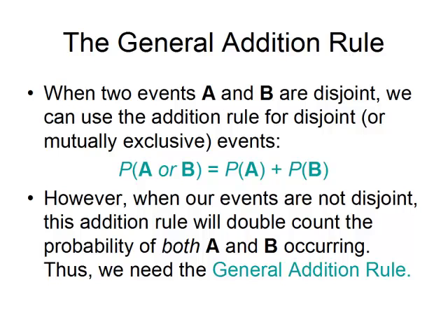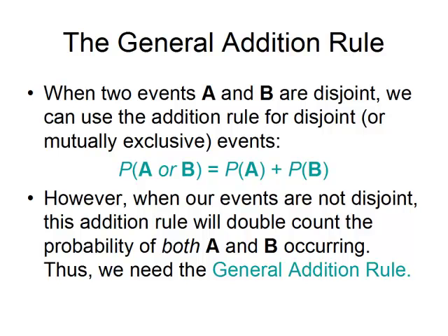When two events A and B are disjoint, we can use the addition rule for disjoint events. Disjoint is the same thing as mutually exclusive, which means that two events cannot happen at the same time. The probability of A or B is equal to the probability of A plus the probability of B.